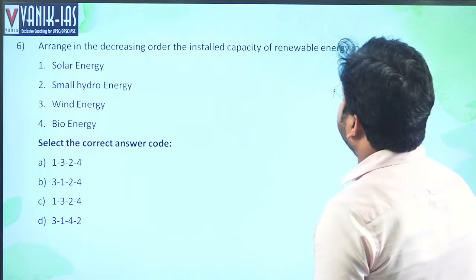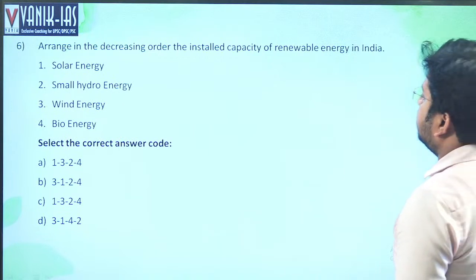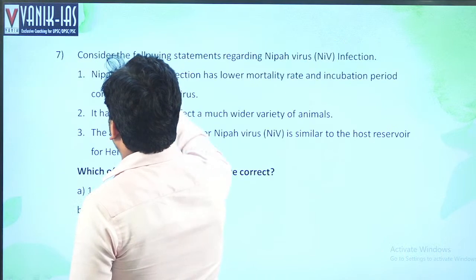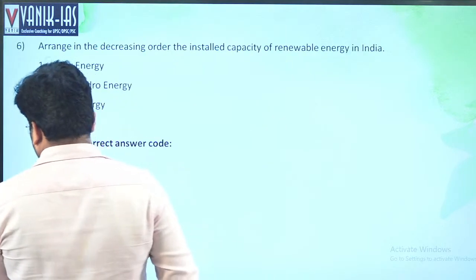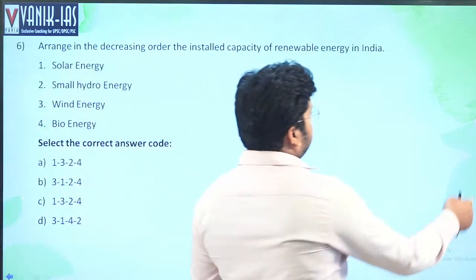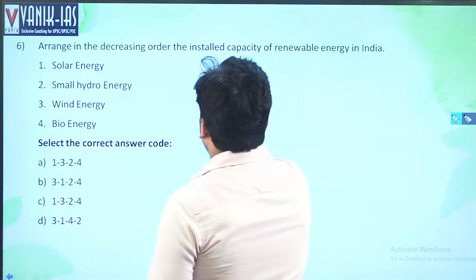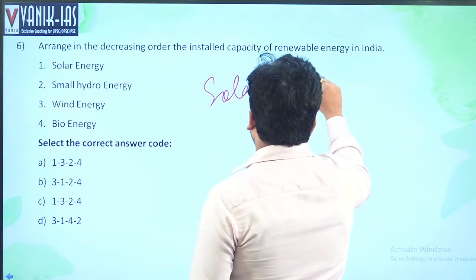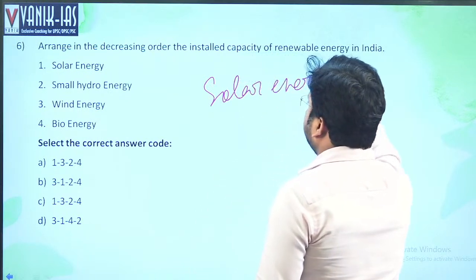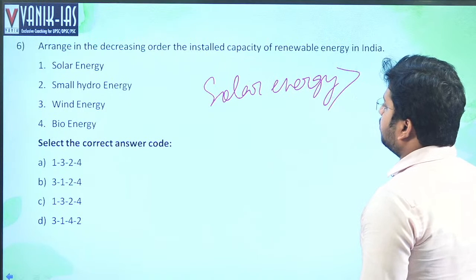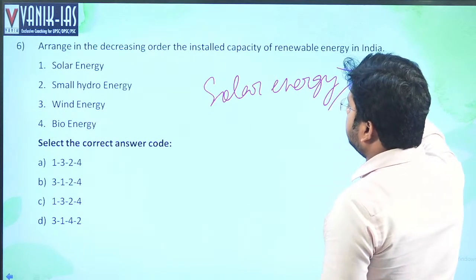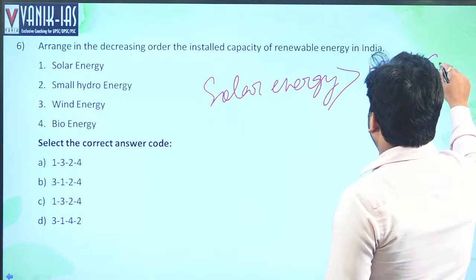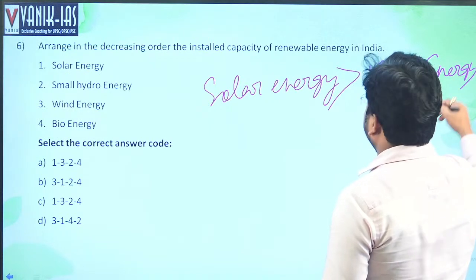Arrange the decreasing order of installed capacity in renewable energy in India. Obviously, first is solar energy. Solar energy is the highest. Solar energy is highest as compared to the others. Your next will be wind energy. After solar energy, there will be wind energy.